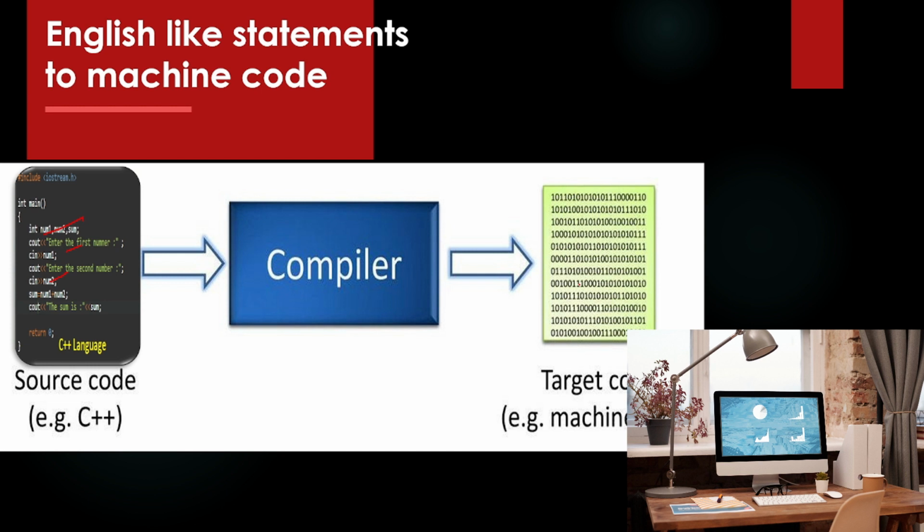And this is how programs are mostly written in English-like statements, and they're compiled back to machine-level language, the target code. Then the machine, here meaning the computer, performs the activities and provides the output. Got it, right? I think this is clear.